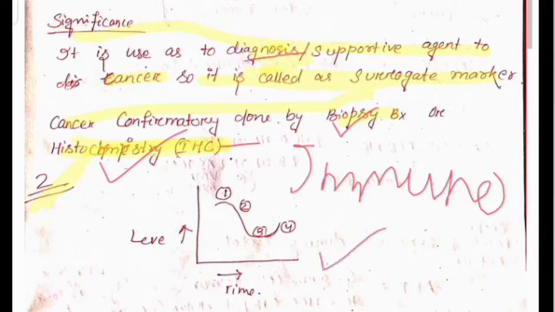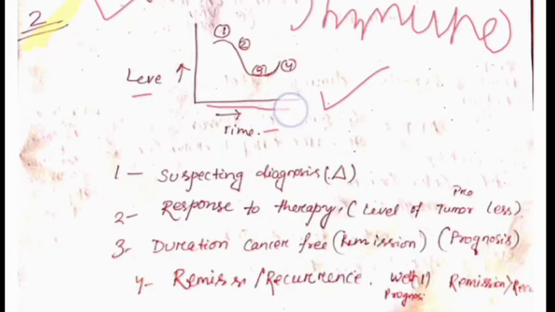So how does it act as a diagnosis? Here you can see a graph between time and level. As time increases, the biomarker level slopes down, and we can represent it as 1, 2, 3, 4. Here you can see that when the biomarker is present inside the body in a high concentration, we call it 1. So this is a suspecting diagnosis. Means when we diagnose a case of cancer, we first see the biomarker level is high at that time. Then in second, the sloping period, which indicates the response to therapy.